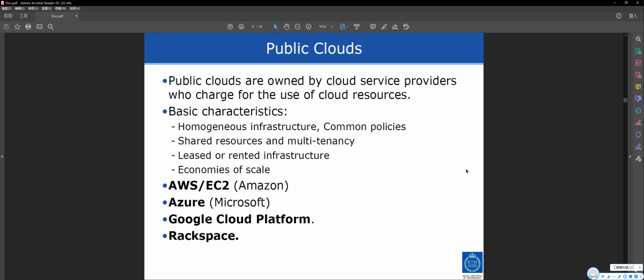Public clouds are owned by cloud service providers who charge for the use of cloud resources. Basic characteristics: homogeneous infrastructure, common policies, shared resources, and multi-tenancy. These are rented infrastructure, economies of scale. Examples: AWS EC2 from Amazon, Azure from Microsoft, Google Cloud Platform, Rackspace.